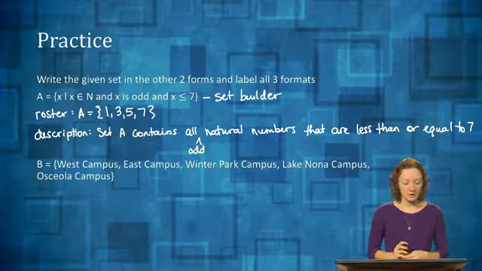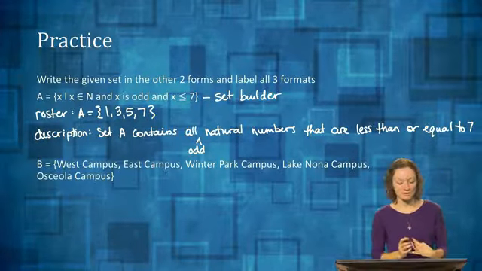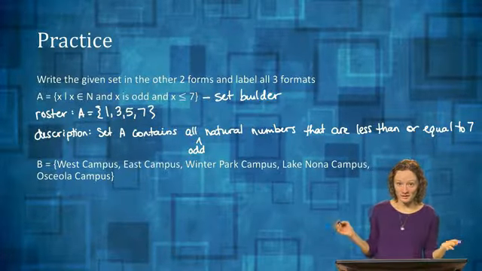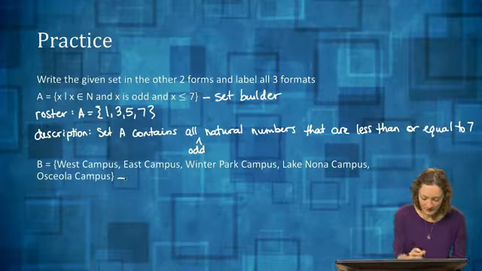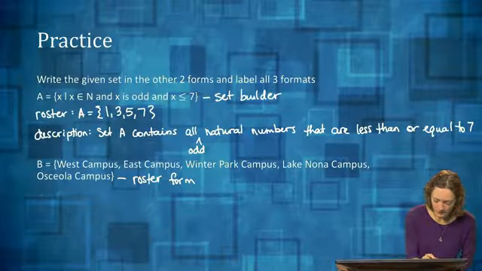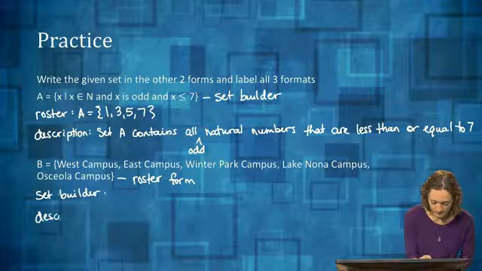Okay, second example, we have B with the elements West Campus, East Campus, Winter Park Campus, Lake Nona Campus, and Osceola Campus. For the time being, when I'm recording these videos, these are the campuses we have. And this is presented in roster form. So the other two are set builder and description. So let's go with set builder first.